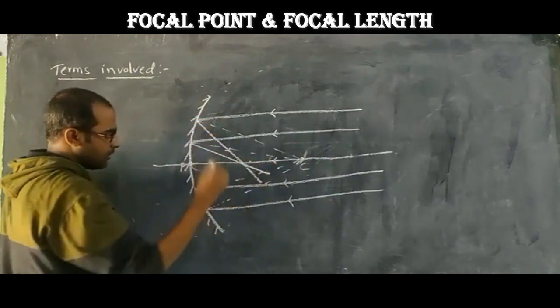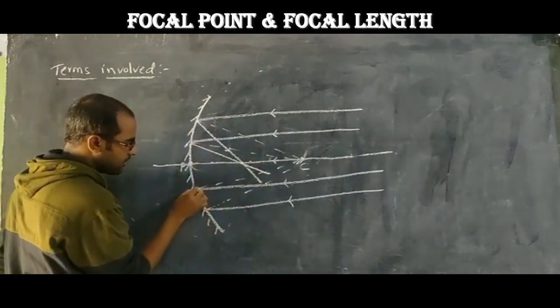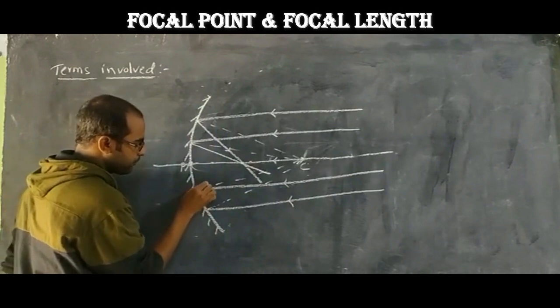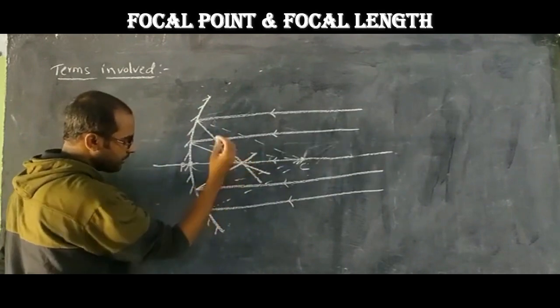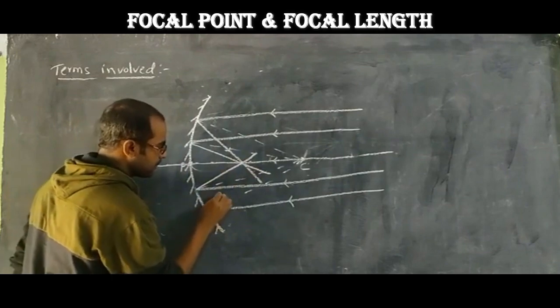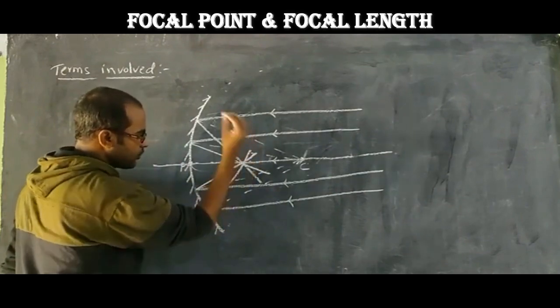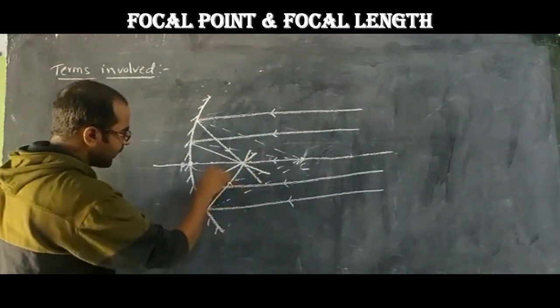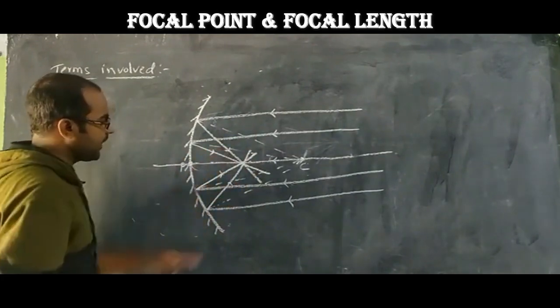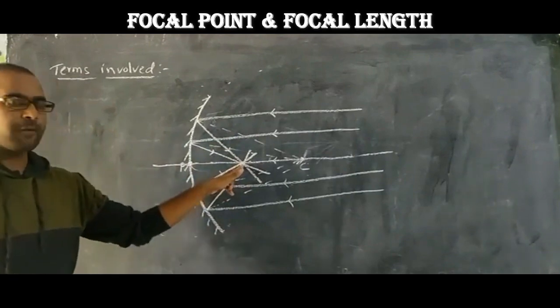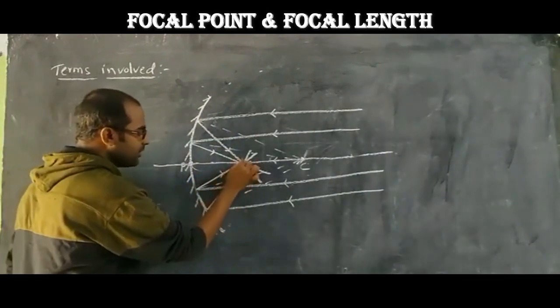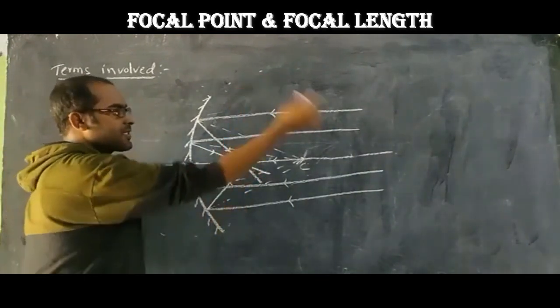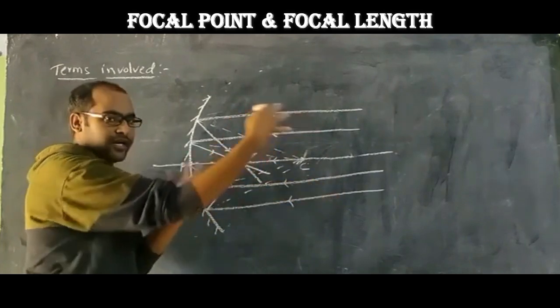Right. Next, the reflected ray of this incident ray here, and next here. So all these reflected rays are intersecting at a point. So here we can see the perfect image of the sun if it is placed in sunlight.